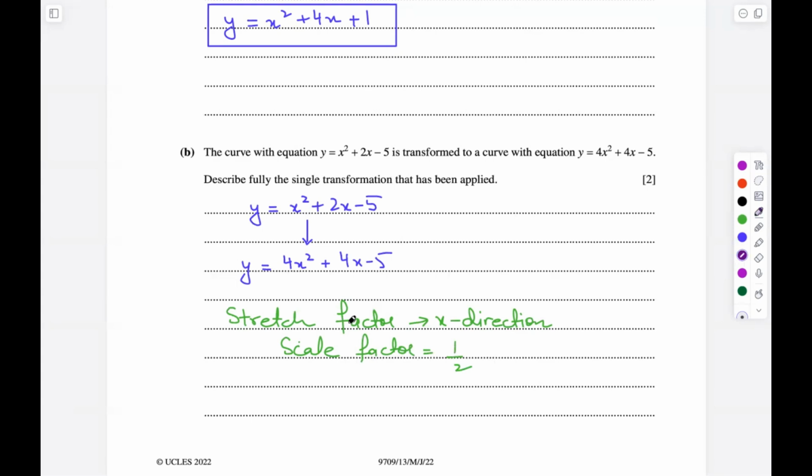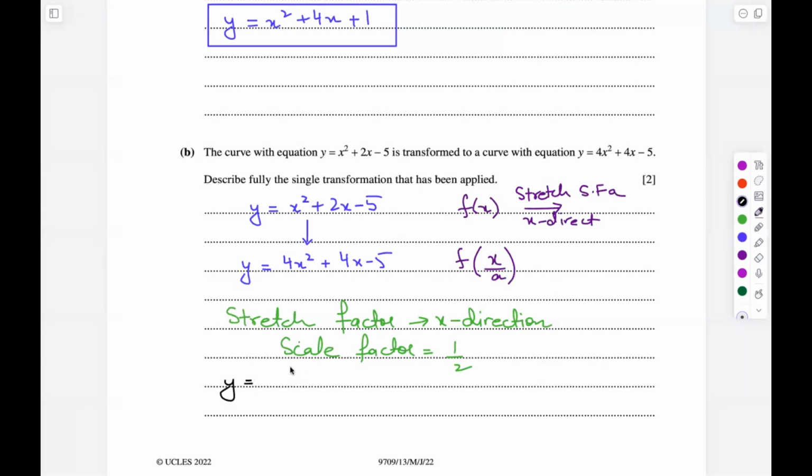Now for a stretch in the x direction, if we have a function f of x and there's a stretch in the x direction of scale factor, let's say a, basically we divide the x values by a. So if there's a stretch factor of 1 upon a, then in that case, we multiply the value of x by a.